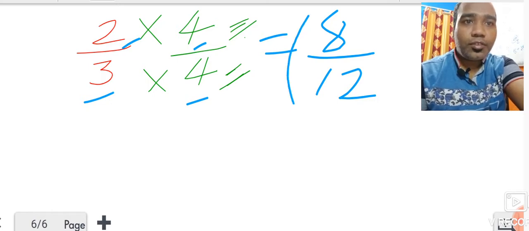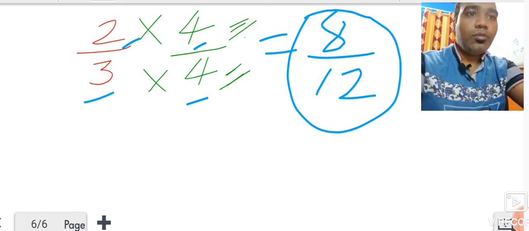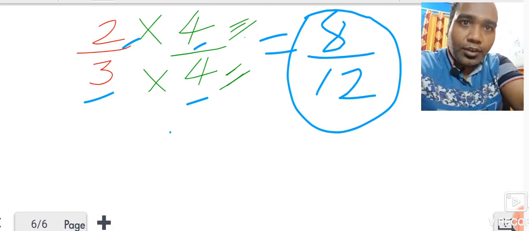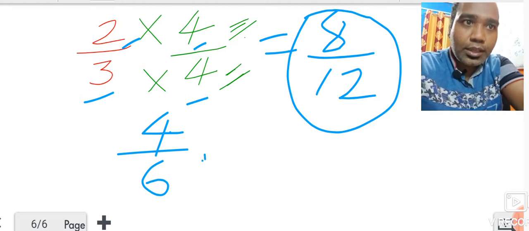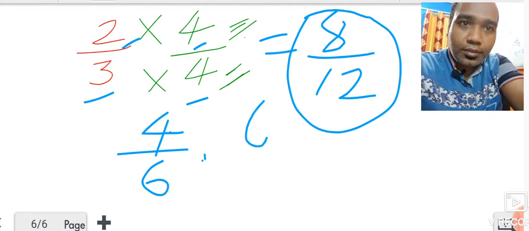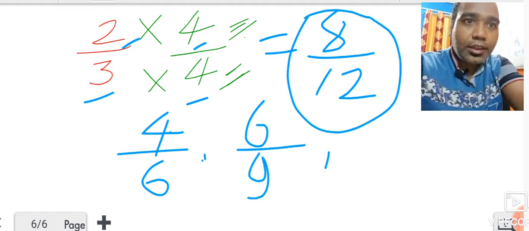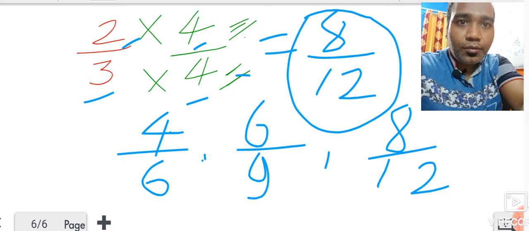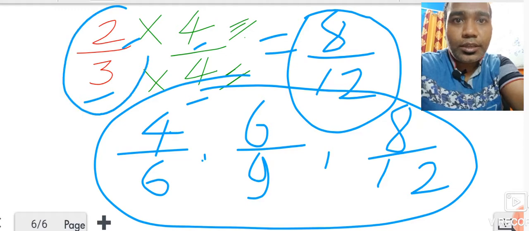So how many equivalent fractions have we got? 3 equivalent fractions. What were they? First we got 4 by 6. Second we got 6 by 9. Third we got 8 by 12. So we have got 3 equivalent fractions of 2 by 3.